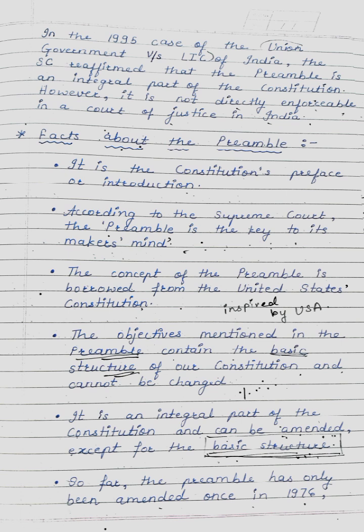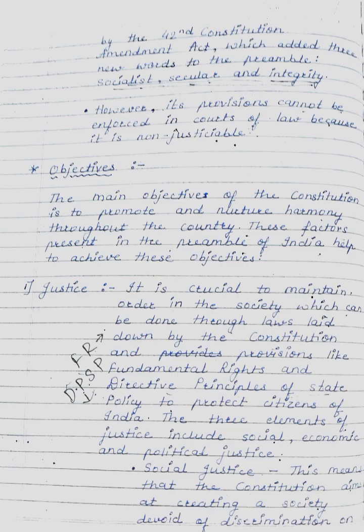So far, the preamble has only been amended once, in 1976 by the 42nd Constitution Amendment Act, which added three new words to the preamble, that is, socialist, secular, and integrity. However, its provisions cannot be enforced in courts by law because it is non-justiciable.